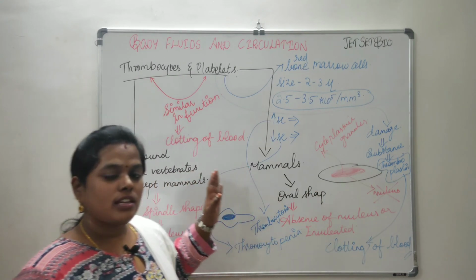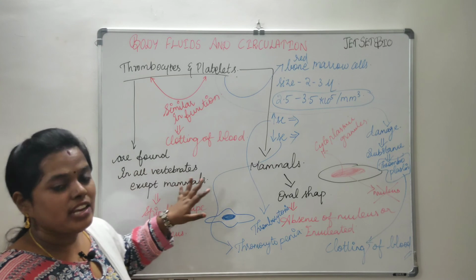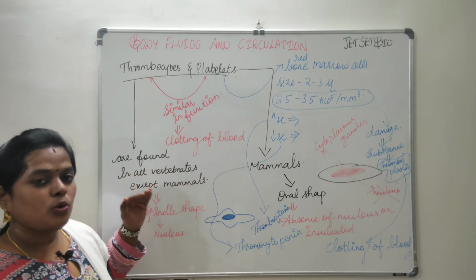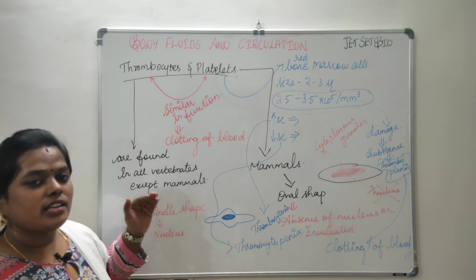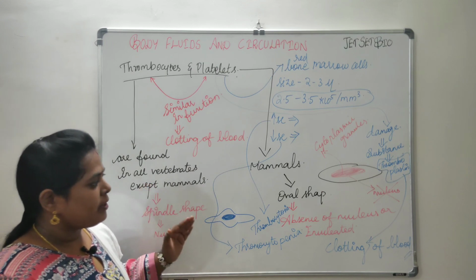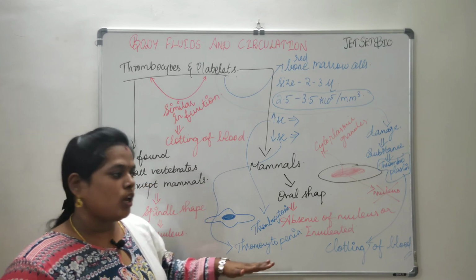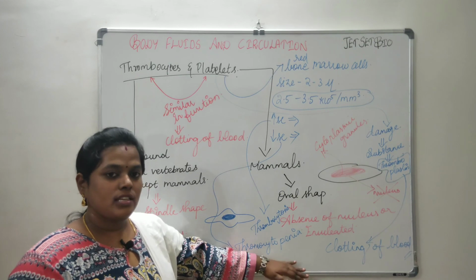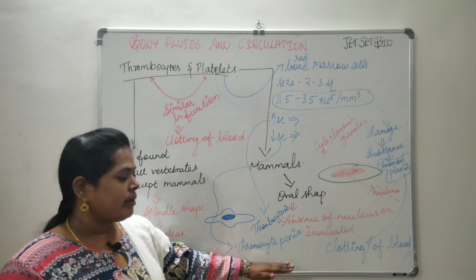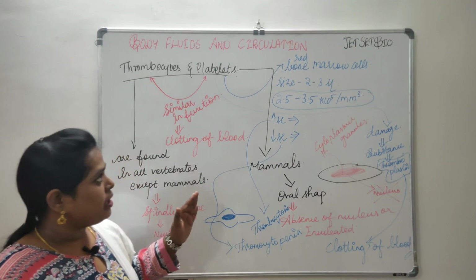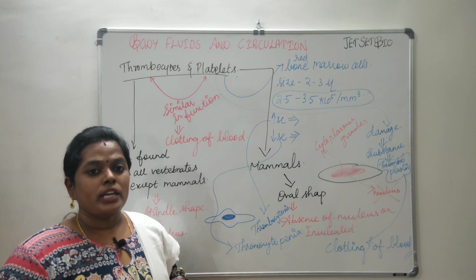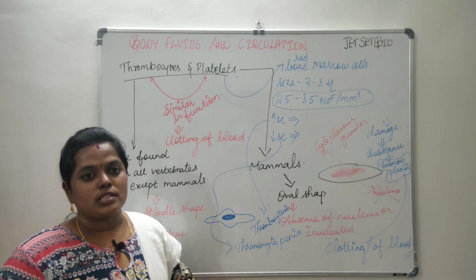The thrombocytes and platelets have slight variations based on structure, but both perform a similar function, that is, the clotting of the blood. So this is all about the components of the blood. So far we have completed all the components: RBC, WBC, plasma, and now the platelets and thrombocytes. In the next segment, we will start with blood grouping. After that, we will move on to the heart system. Thank you.